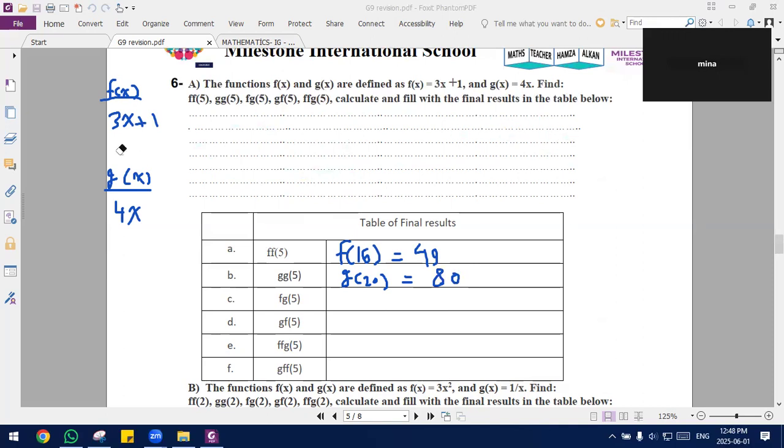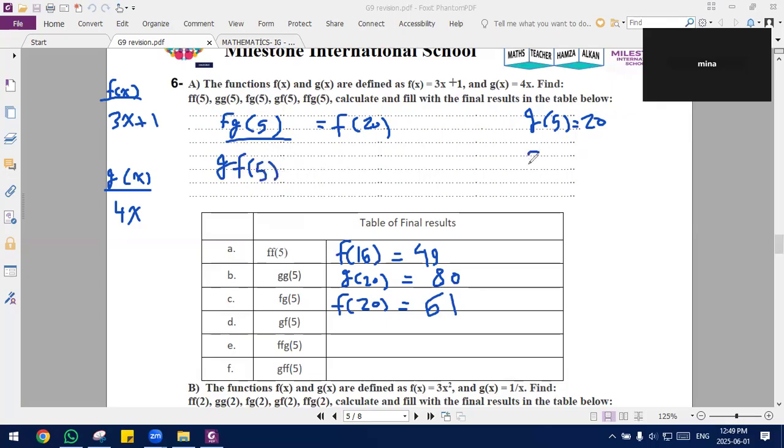Now next one, f of g of 5. What do we solve first? G, I mean g. We solve g5. 5 times 4 is 20. Perfect. g5 is 20. So here now I write it's f20. We go down to write the answer. f20, what is it equal to? 20 times 3 is 60, plus 1, 61. Perfect. Now g of f of 5. You do f5 first. 5 times 3 is 15, plus 1, 16. Good. And then you do g16. Then 16 times 4 is 64.